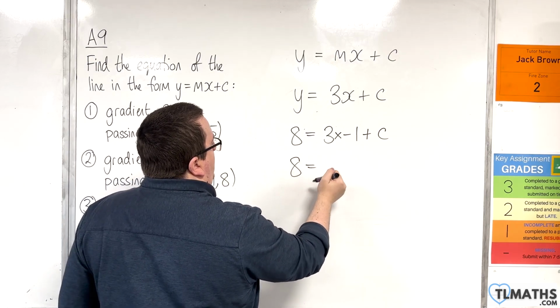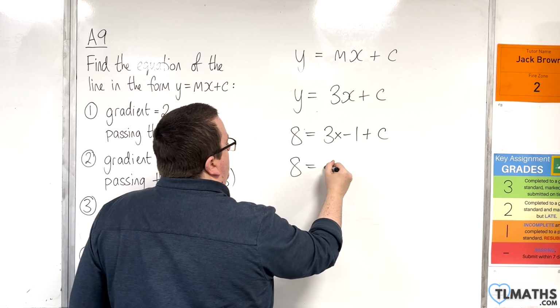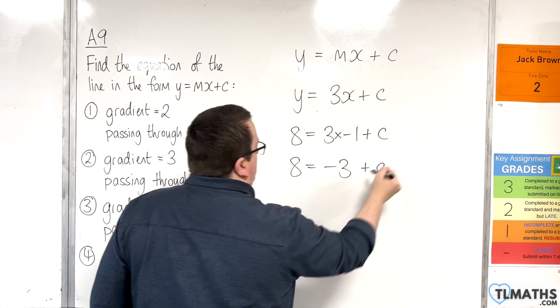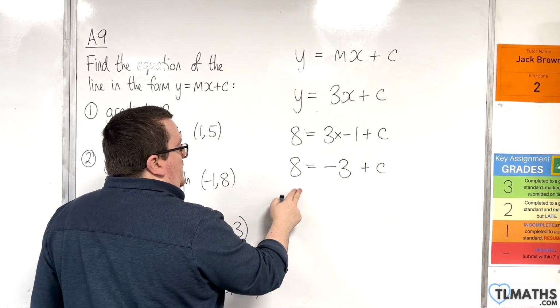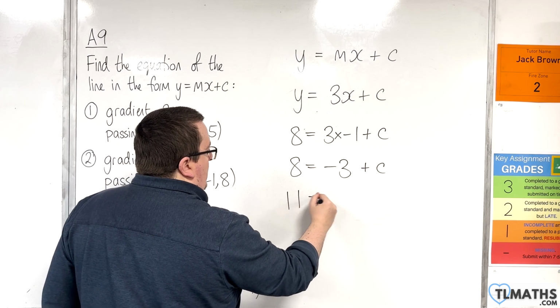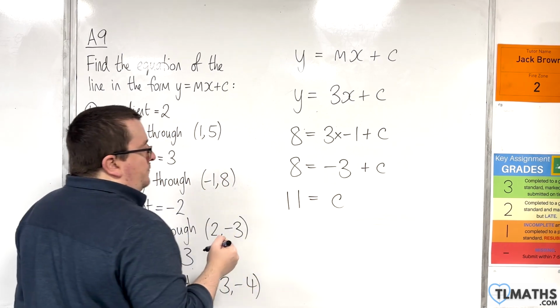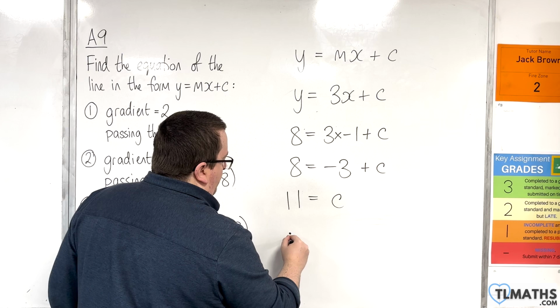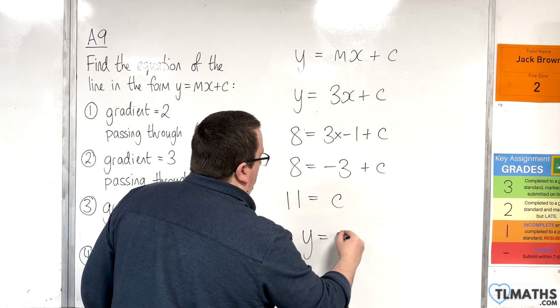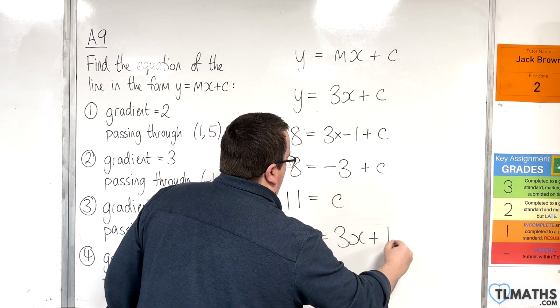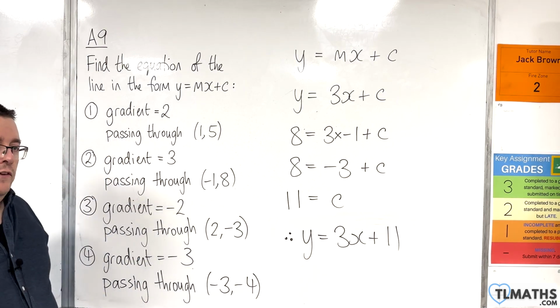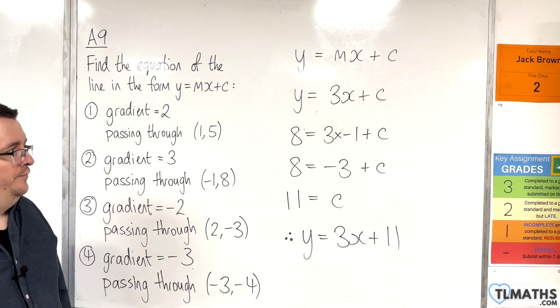So we have 8 equals 3 lots of minus 1 is minus 3. Then add the 3 to both sides. 11 is equal to c. So therefore, y is equal to 3x plus 11. And that's the equation of our line.